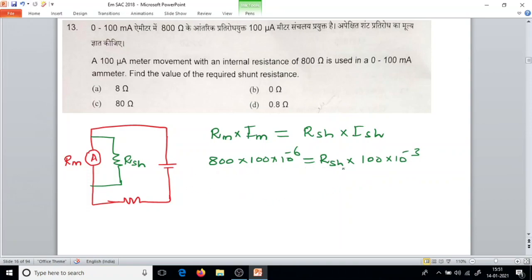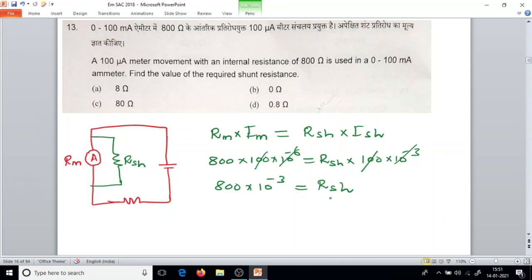Now, what can we do? We will simplify this. 100 cancels on the left and right of the equation. If I multiply, now 800 into 10 to the power minus 6. This 10 to the power minus 3 cancels with the one here. Then what will be left? 800 multiplied by 10 to the power minus 3 will be left in the R_SH.